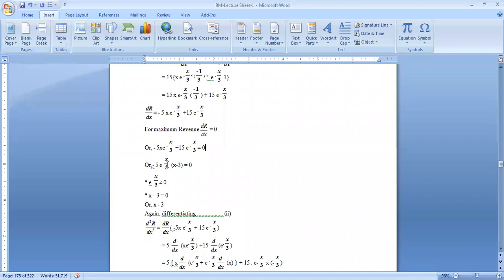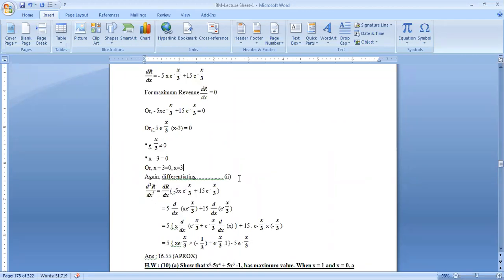The product of two terms will be 0 when one of them must be 0. Either this or this will be 0. But we know that e to the power minus x by 3 is not equal to 0. Therefore x minus 3 equals 0, so x equals 3.